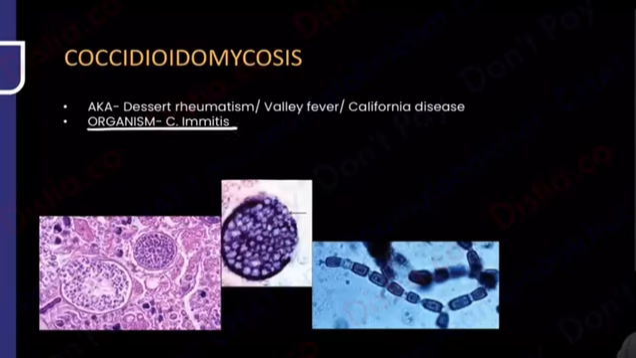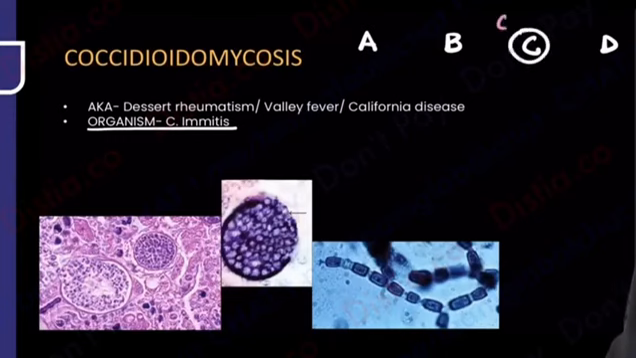Coccidioidomycosis is caused by Coccidioides immitis. And remember, if you want to learn this within a second, you have to learn something known as ABCD. So the C is very obvious that I'm dealing with the organism Coccidioidomycosis. So C stands for that, but D will tell you the other name. Remember, this is known as desert rheumatism.